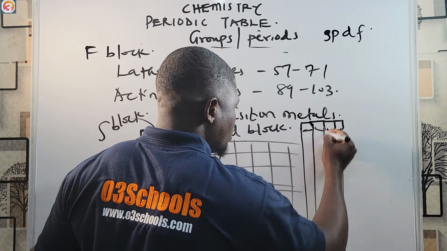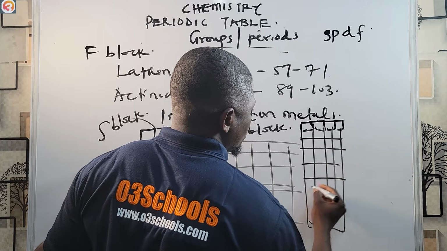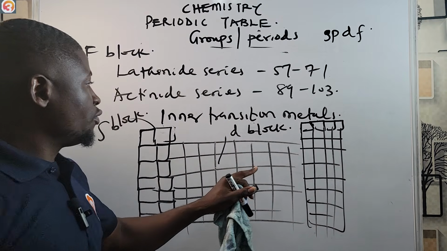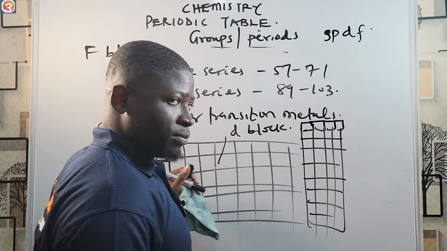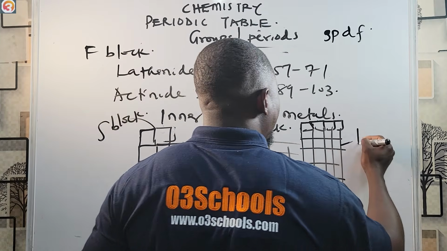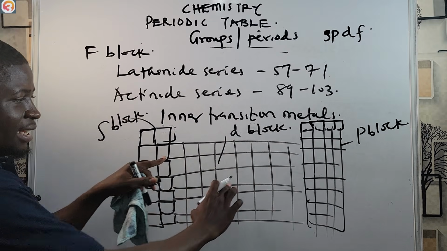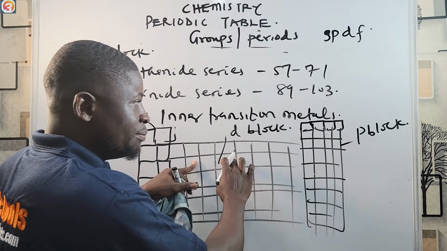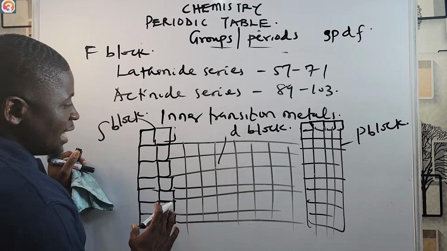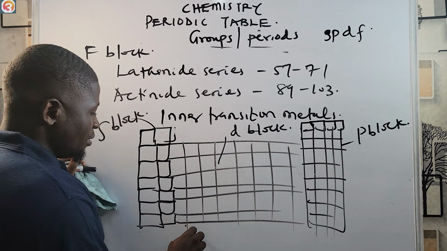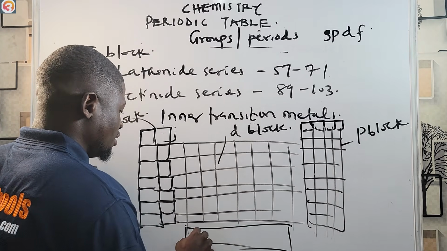So here from 3A to 7A, and the group 0, of course, this one is called the P block. So I've shown the S block, the first block, then the transition elements, the D block, and then of course the P block. Now there are some that are separate, just down here. You see two boxes here, divided into two.